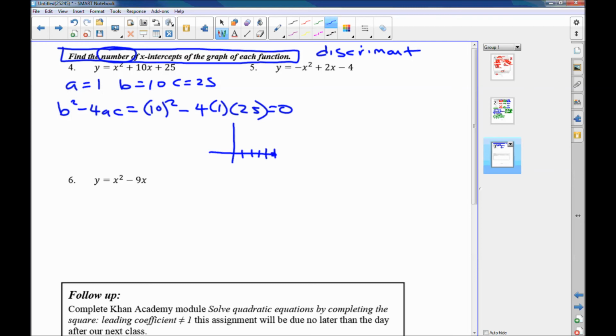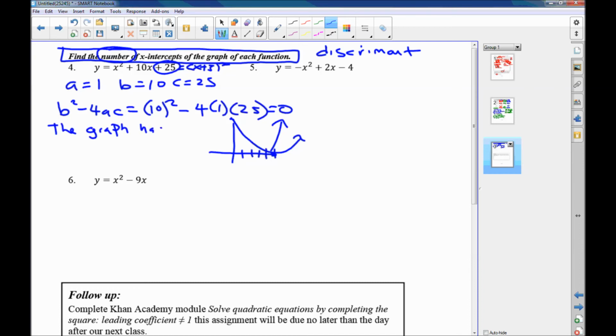This one's actually a perfect square. It would factor into x plus 5 squared, so it's the same thing twice. And then across the y-axis at 25, so way up here. So our parabola is going to look like this. Okay? Cross the x-axis one time because the discriminant's value is 0. Okay? So how many x-intercepts does it have?